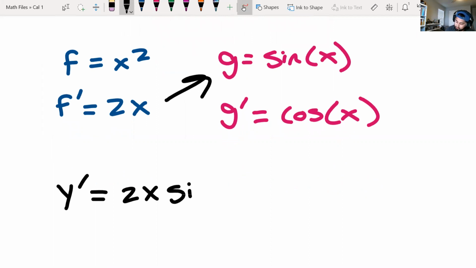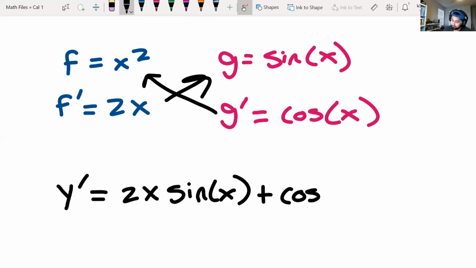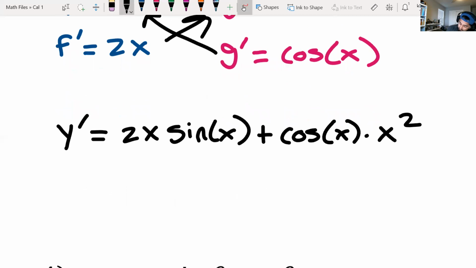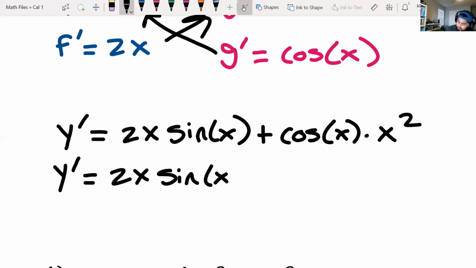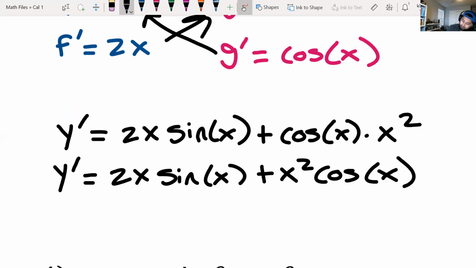2x times the sine of x plus cosine x times x squared. Okay. Of course, another way to rewrite that is just 2x sine of x plus x squared cosine of x.